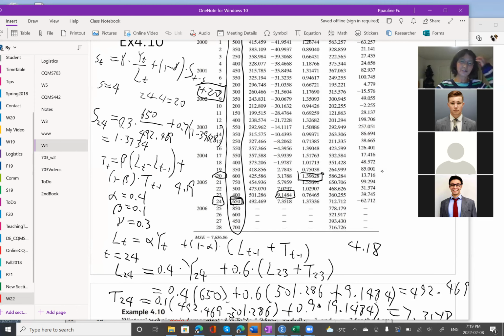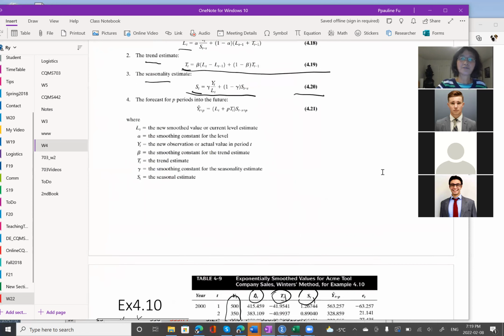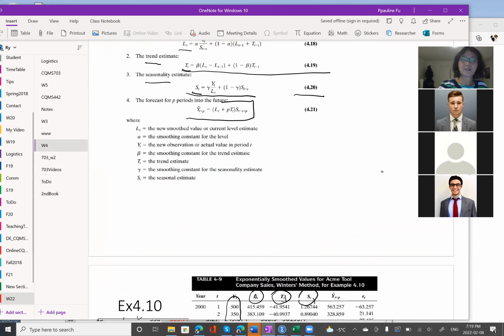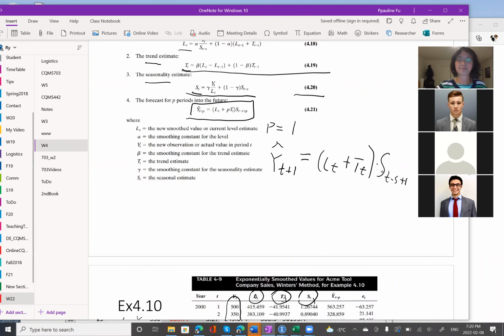Okay, so we calculated 3 numbers, L, T, and S. Once you calculated those 3 numbers, how do you do forecast? The forecast formula is here. When you do forecast, when P equal to 1, you want to do T plus 1 forecast equal to LT plus TT times S, T minus S plus P. P is 1. Okay, so let's forecast for Y25.